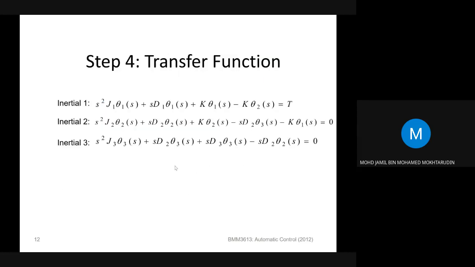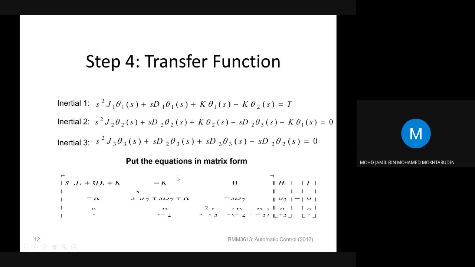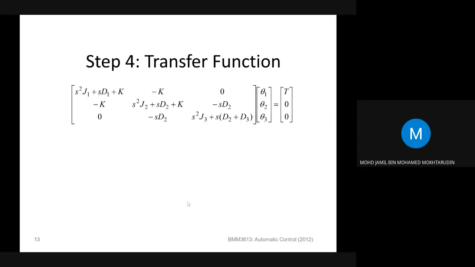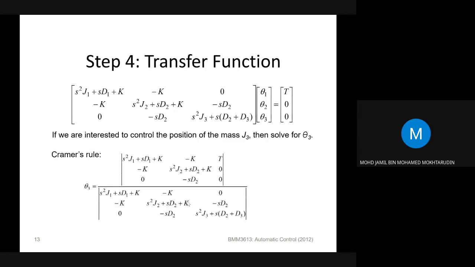Okay, so you have three equations just now, and then you can write them in matrix form. Okay, same thing, you must make sure that this is symmetric, okay? This one same. Okay. If it is not symmetric, it is wrong, okay? Do it again. So if we are interested to control the position of the mass J3, then solve for theta 3 using Cramer's rule. Okay, so for theta 3, just substitute this column into this column, okay, divided by the original determinant.